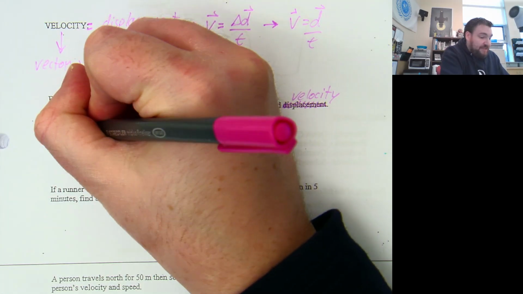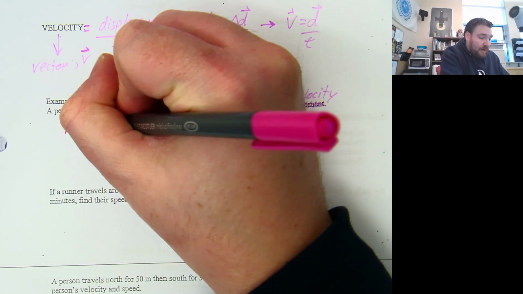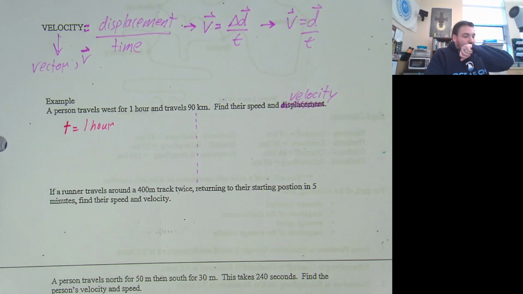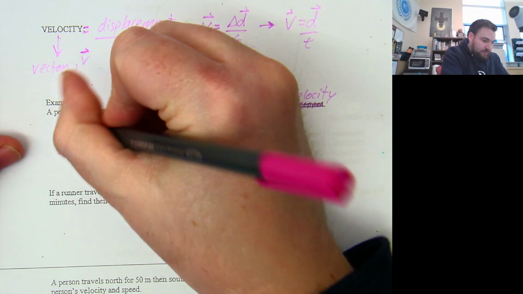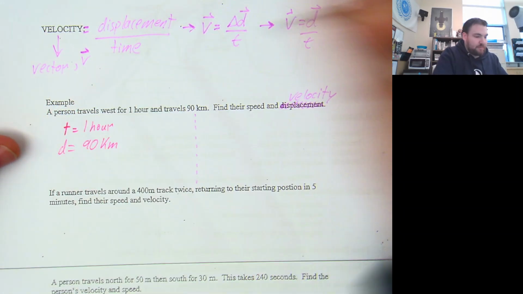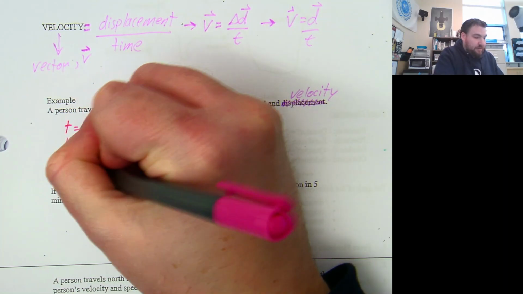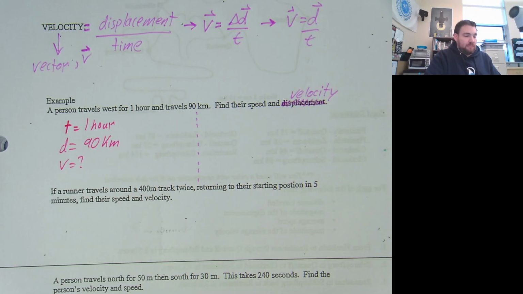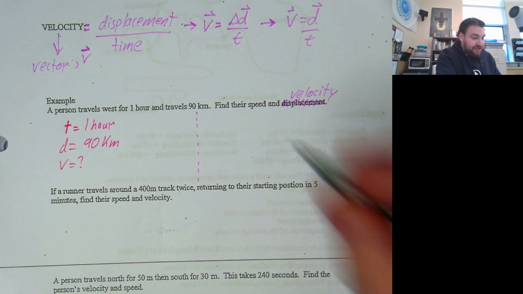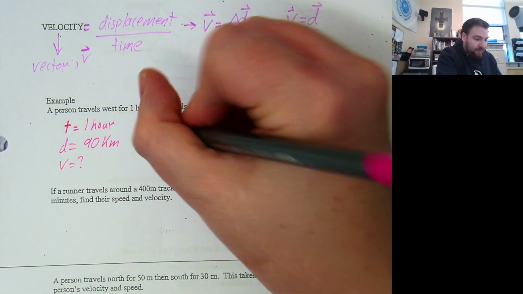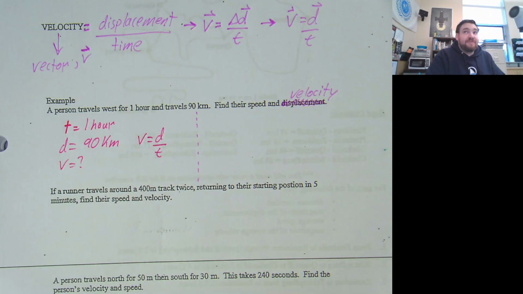Okay, so the time taken is 1 hour. And what else do we know? The distance. 90 kilometers. And we want to know their speed. Well, speed is just v, no arrow. And we've got a formula for speed. Speed is just your distance traveled divided by the time taken.